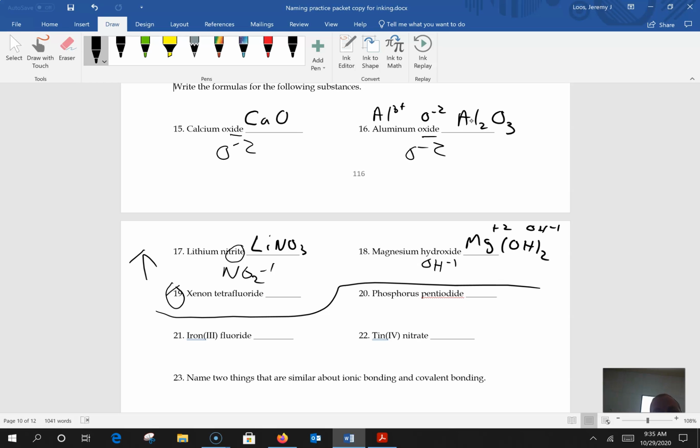And then xenon tetrafluoride. So remember, when you see the prefixes, just write down what it says. Don't worry about charge balancing or anything like that.